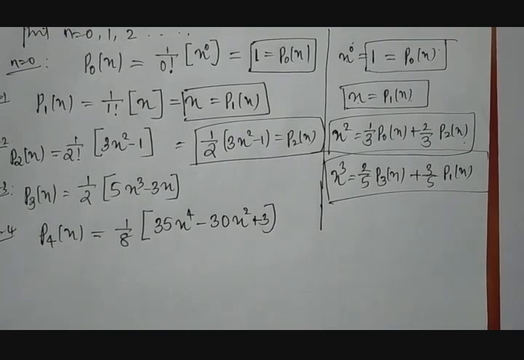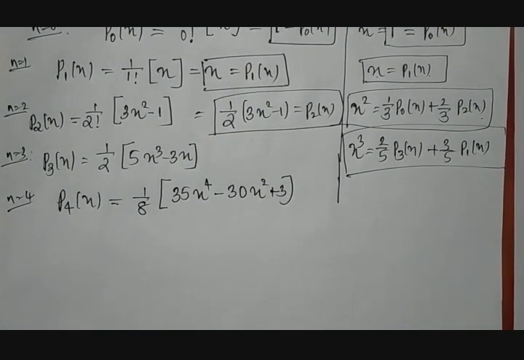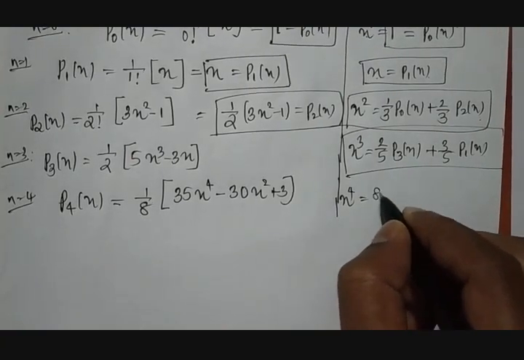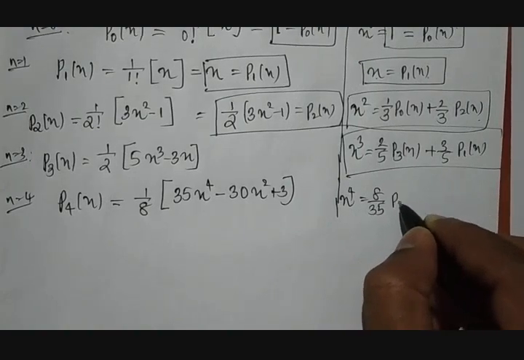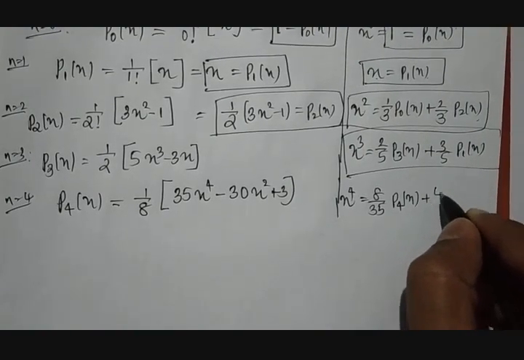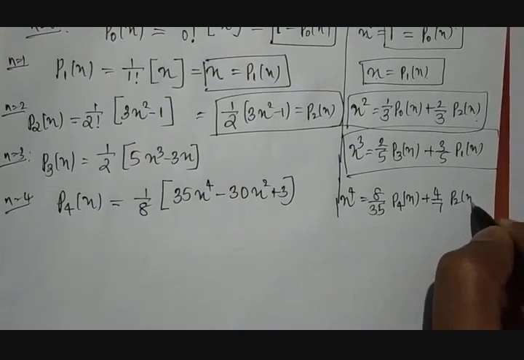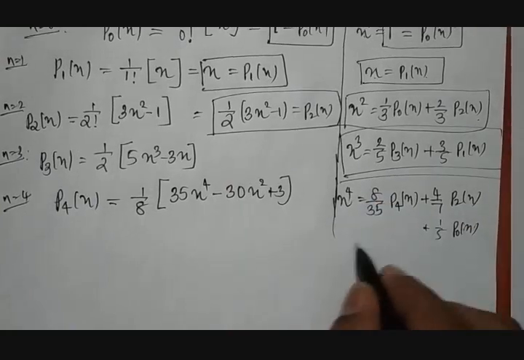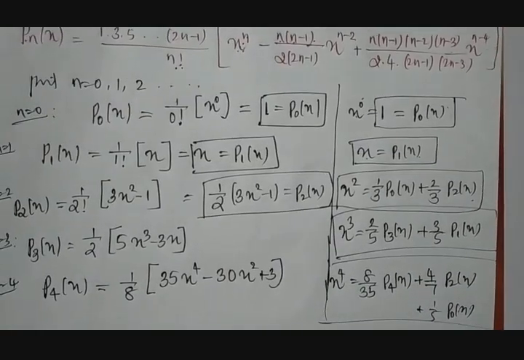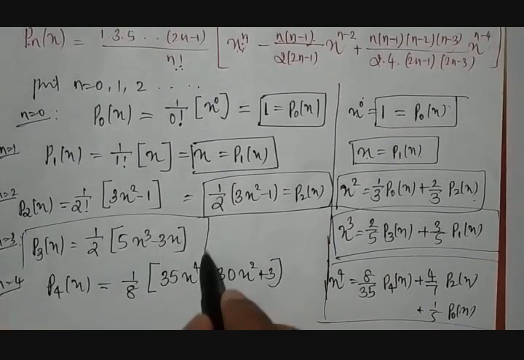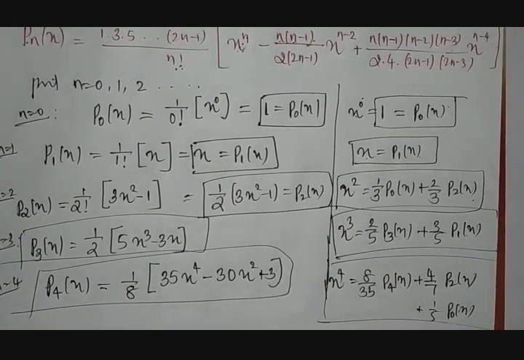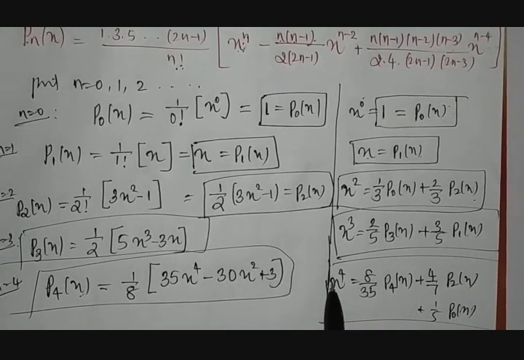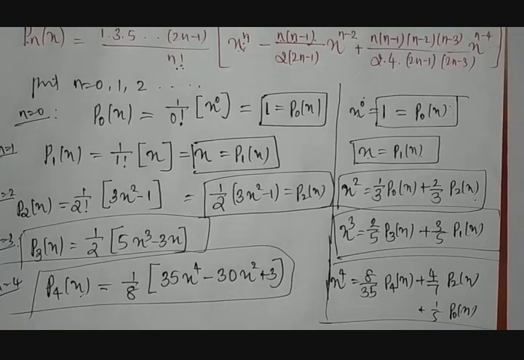Again, if you follow the same pattern to get its x polynomial, then it becomes x raised to 4 is equal to 8 divided by 35 into p4 of x plus 4 divided by 7 into p2 of x plus 1 divided by 5 into p0 of x. These are the results. If you want to convert polynomial x into p terms, or x terms into p terms, we can use these results.